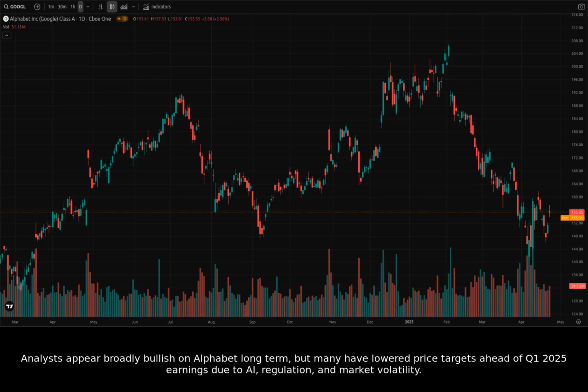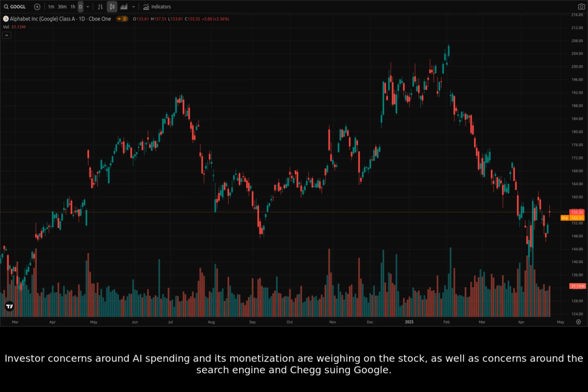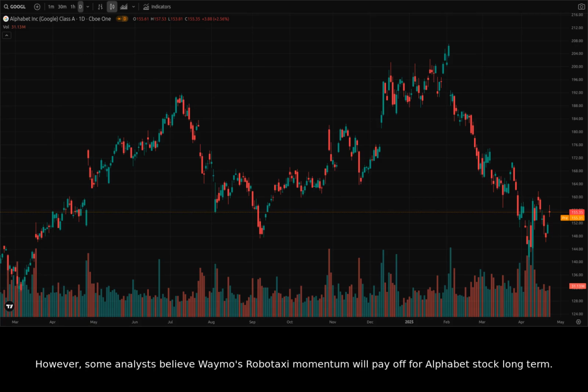Analysts appear broadly bullish on Alphabet long-term, but many have lowered price targets ahead of Q1 2025 earnings due to AI, regulation, and market volatility. Investor concerns around AI spending and its monetization are weighing on the stock, as well as concerns around the search engine and Chegg suing Google. However, some analysts believe Waymo's robotaxi momentum will pay off for Alphabet stock long-term.